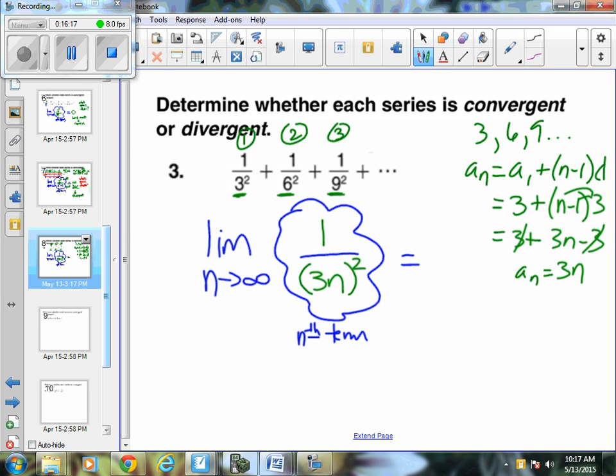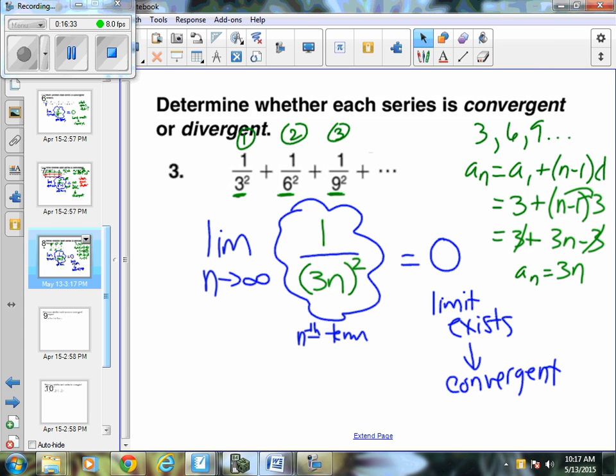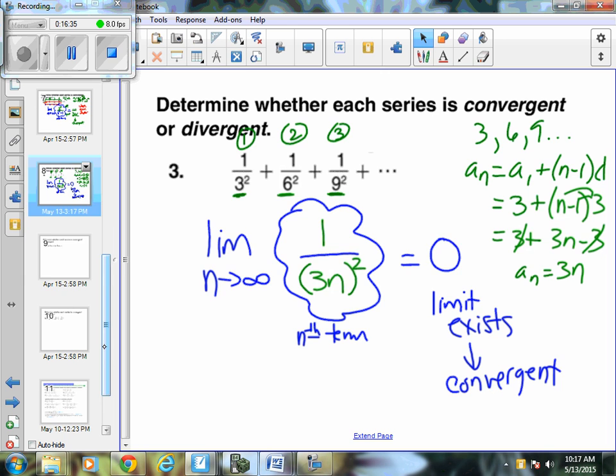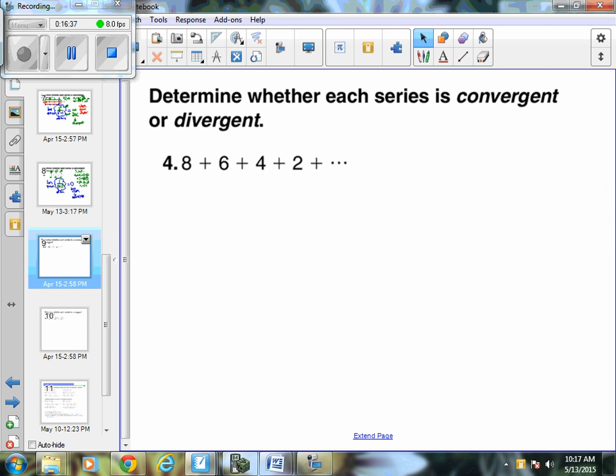Okay, so let's take a look and see what we have going on here. So we have 1 over something being squared. Well, the bottom is going to grow as n gets really, really big. So that's going to go to 0, which means the limit exists. And because I know the limit exists, that is convergent, or it converges, however you want to say that. Look at your rule and you should be able to figure out what it's going to look like.